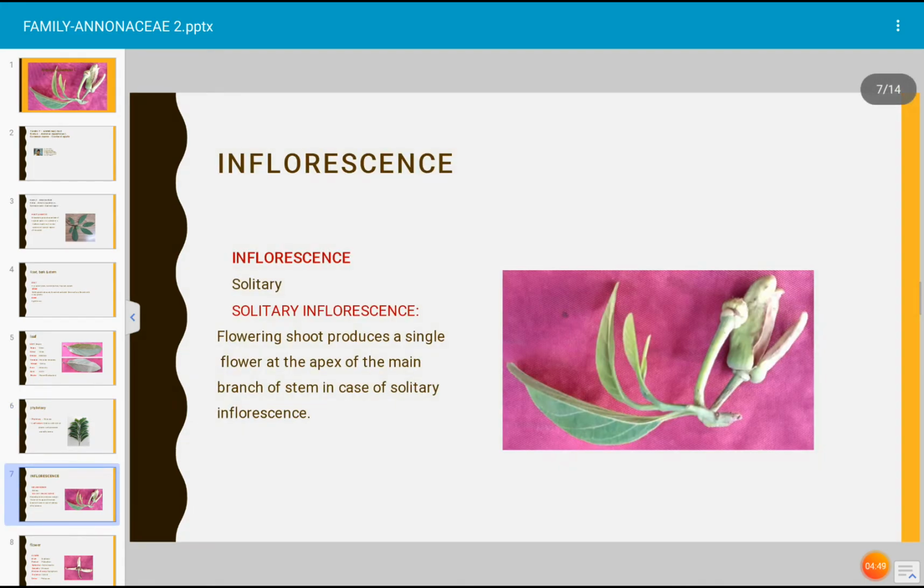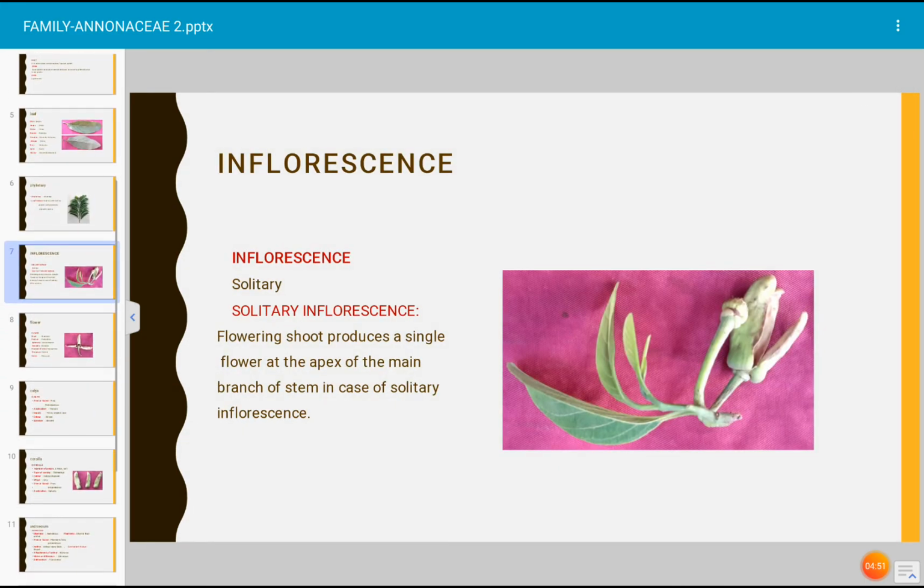Next. This is the inflorescence. What is inflorescence? The flowering shoot of the plant is known as inflorescence. In this Annona squamosa, the inflorescence is solitary. So what is solitary inflorescence? The flowering shoot produces many flowers, but a single flower matures earlier than the others, and it occurs at the apex of the main branch of the flowering shoot in case of solitary inflorescence.